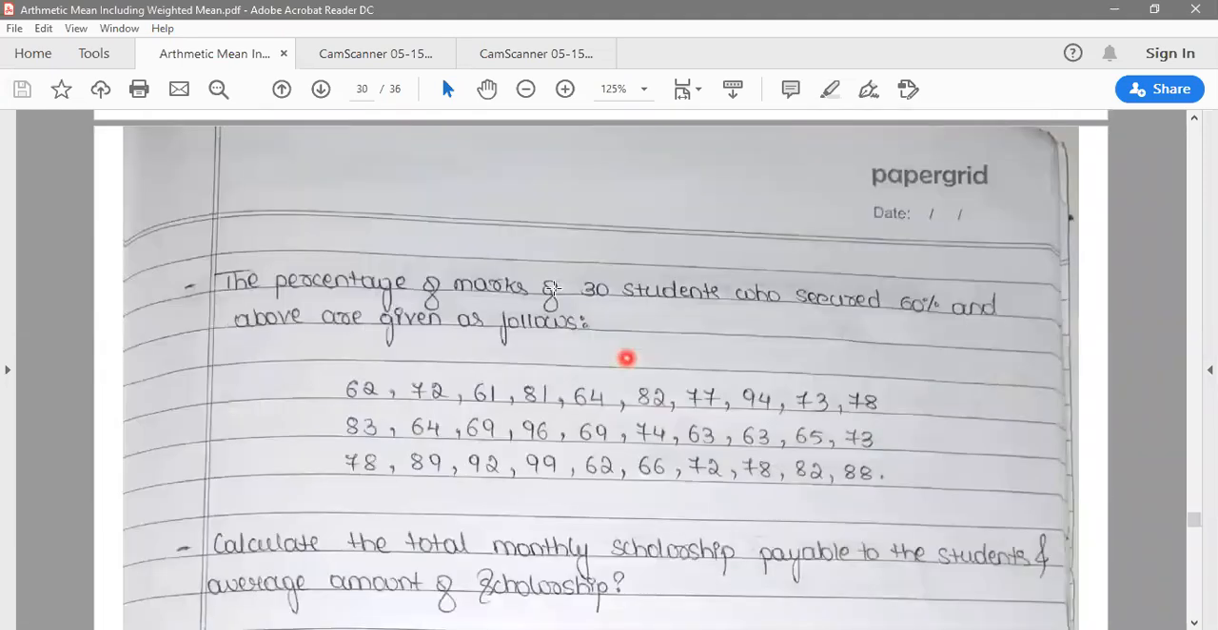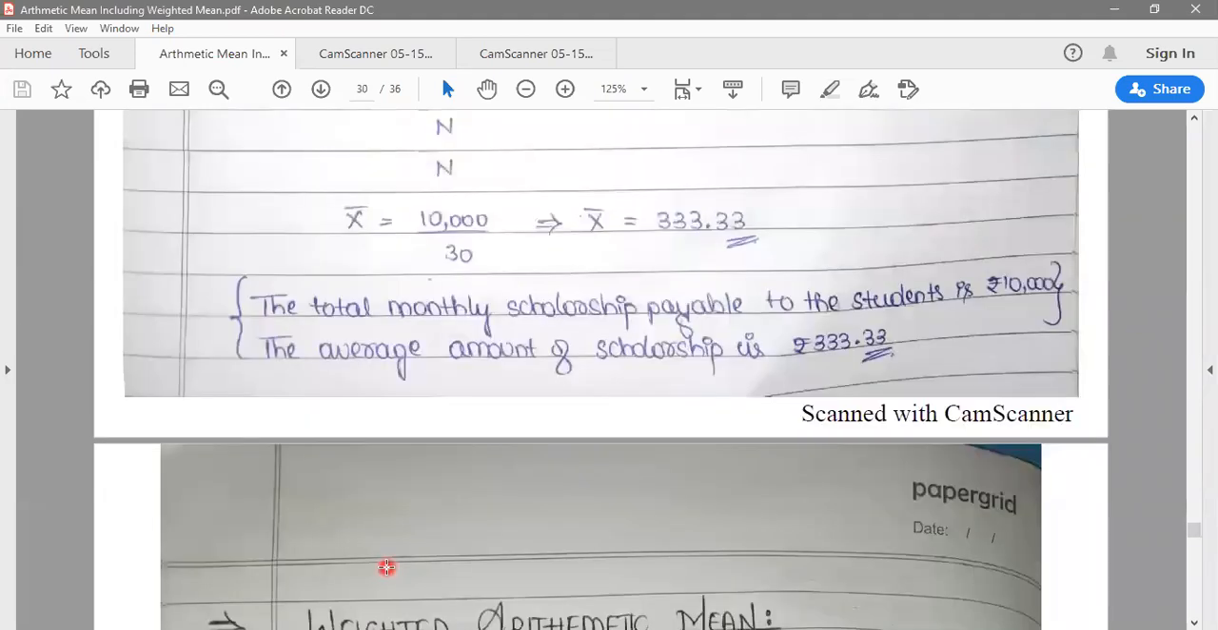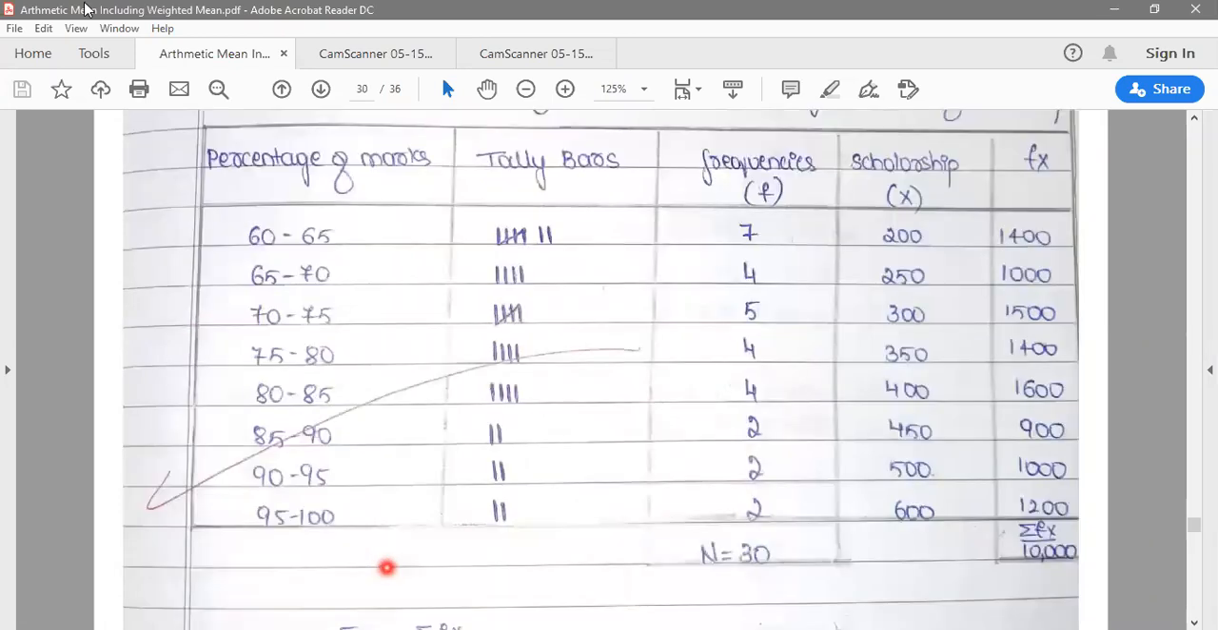And one more similar problem also we have solved here for the scholarship. I hope that was clear. Anybody has doubt in such problems? Everybody understood that?